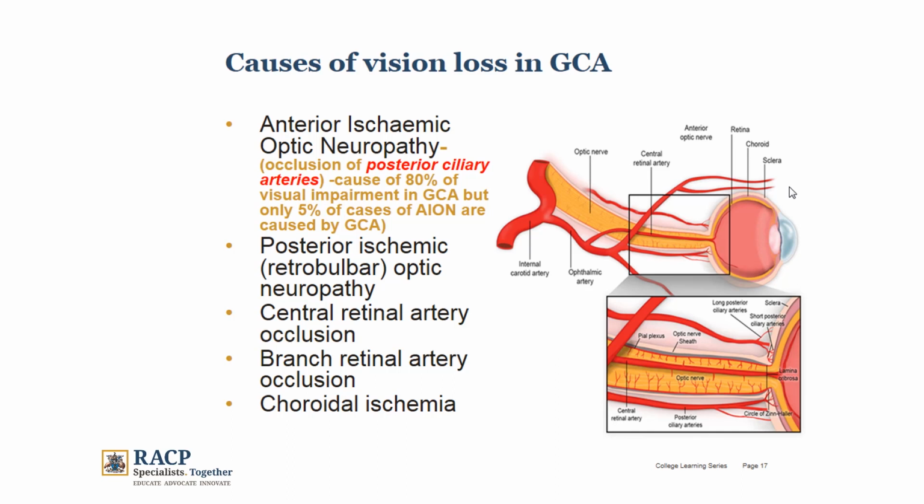The causes of vision loss in giant cell arteritis is mainly from anterior ischemic optic neuropathy and occlusion of the posterior ciliary arteries, which causes almost 80% of the visual impairment in giant cell arteritis, but only 5% of patients with anterior ischemic optic neuropathy is caused by giant cell arteritis. Other causes include non-arteritic causes, including diabetes and hypertension. Posterior ischemic optic neuropathy, central retinal artery occlusion, and branch retinal artery occlusion are less common causes.